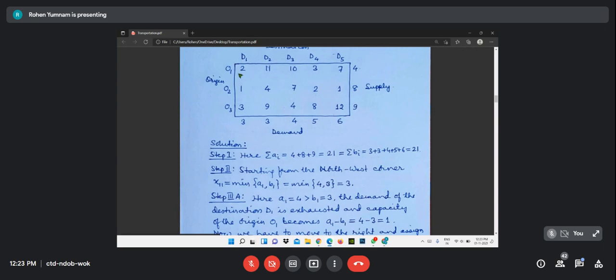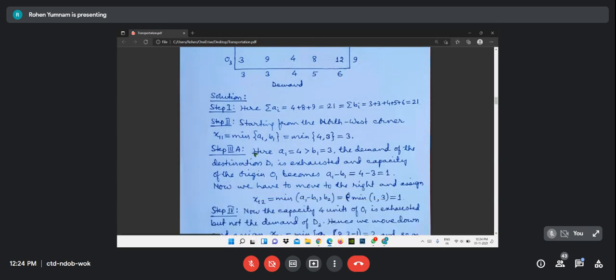You put here 3 items to be transferred from O1 to D1. For D1, the demand is met, so this column is not necessary. For O1, one more item is remaining, and that is to be given somewhere. That is why it is written here, step 2, starting from the northwest corner, X11 equals the minimum of A1 and B1. A1 is 4, B1 is 3, the minimum is 3, so 3 is assigned here.